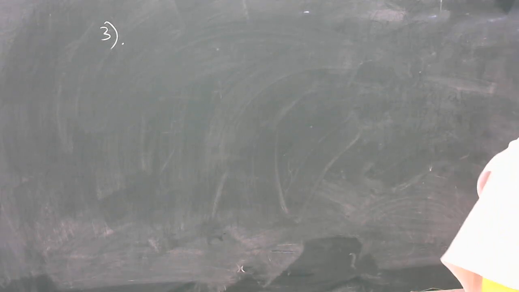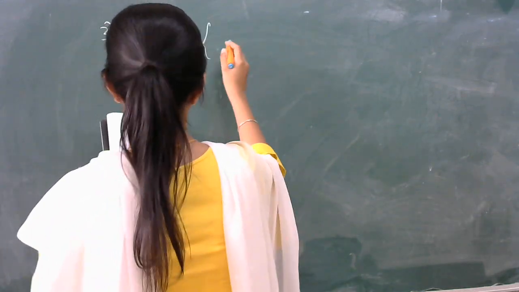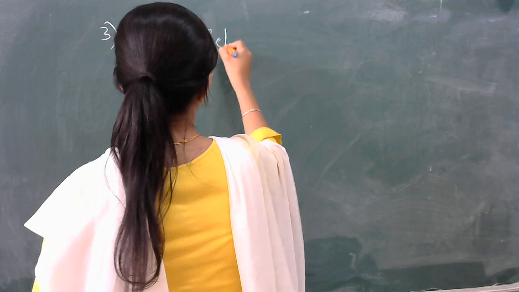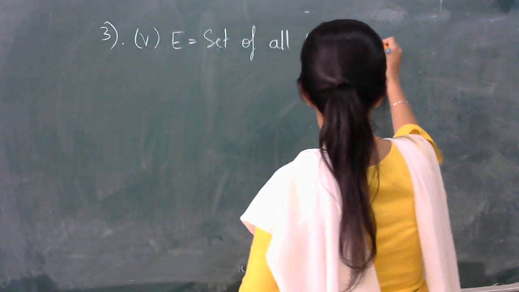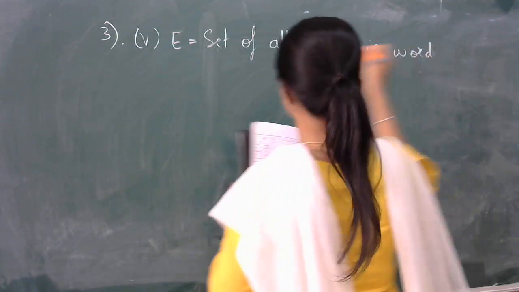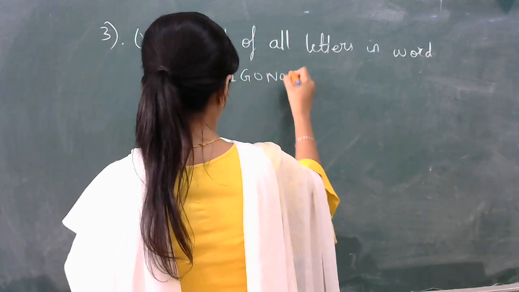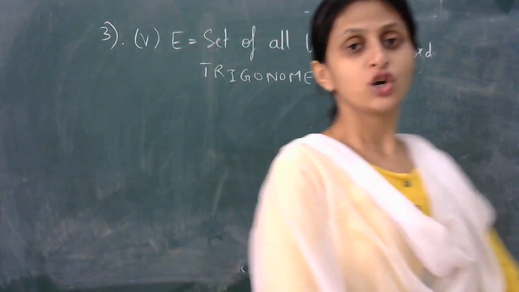Let me do the fifth one. What is the fifth one? It is set E equals the set of all letters in the word trigonometry. Now we are going to write this set in roster form.